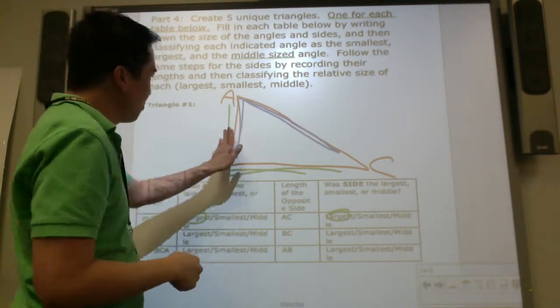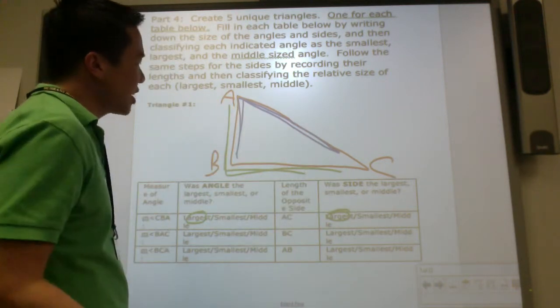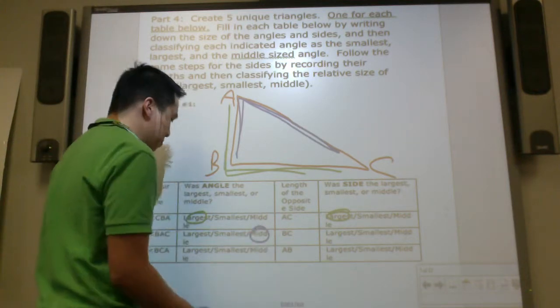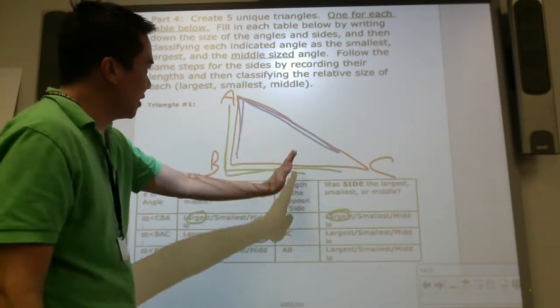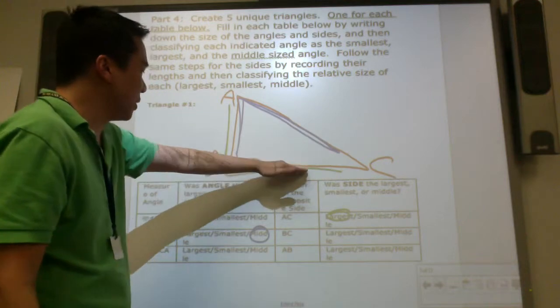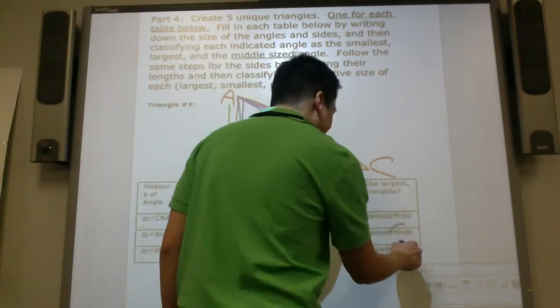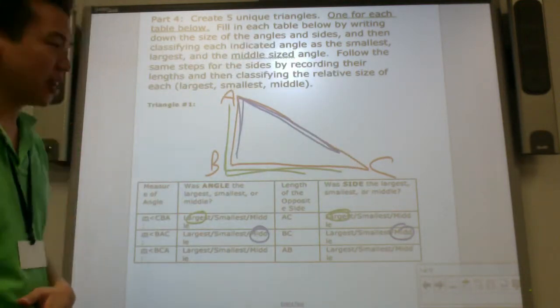From what I can tell, compared to the other three angles, it looks like a medium length. It's middle. And the opposite side, this is the longest. This looks like this is the medium length. The short, so it's a medium or middle length side.